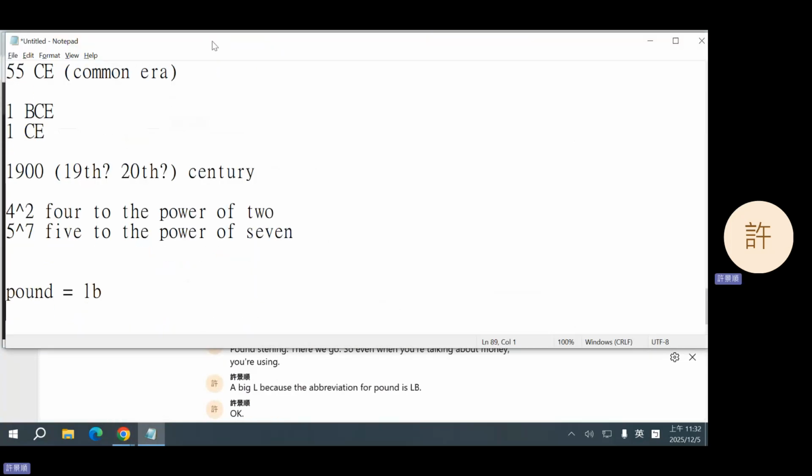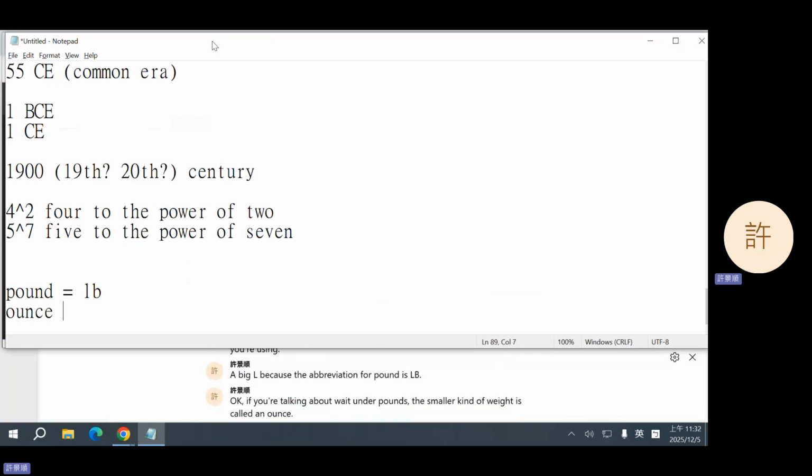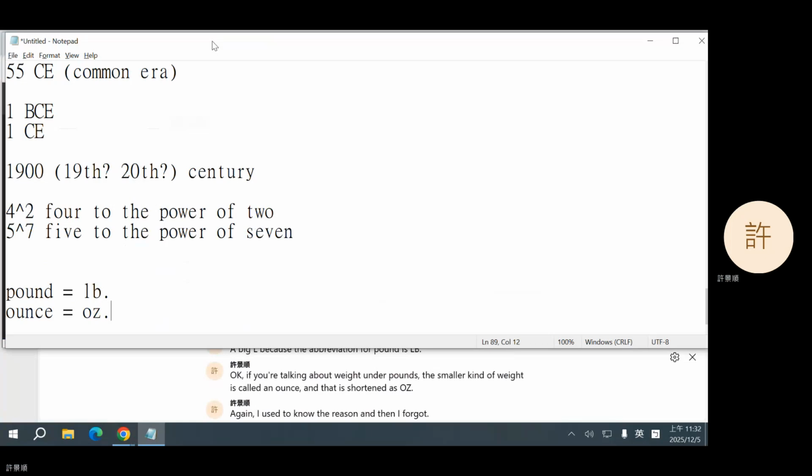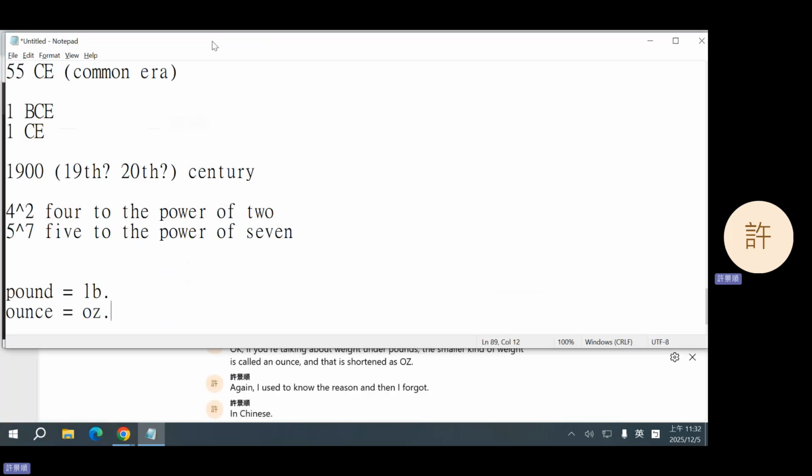Okay, if you're talking about weight, under pounds, the smaller kind of weight is called an ounce. And that is shortened as OZ. Again, I used to know the reason and then I forgot. In Chinese, we call this 盎司, right? And it's shortened as OZ.